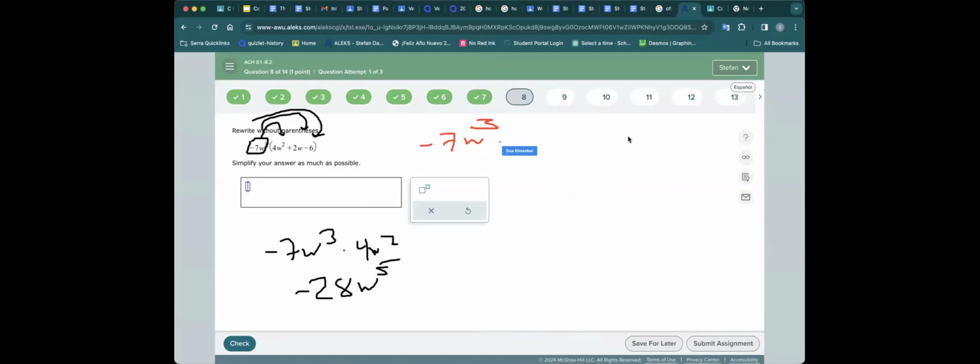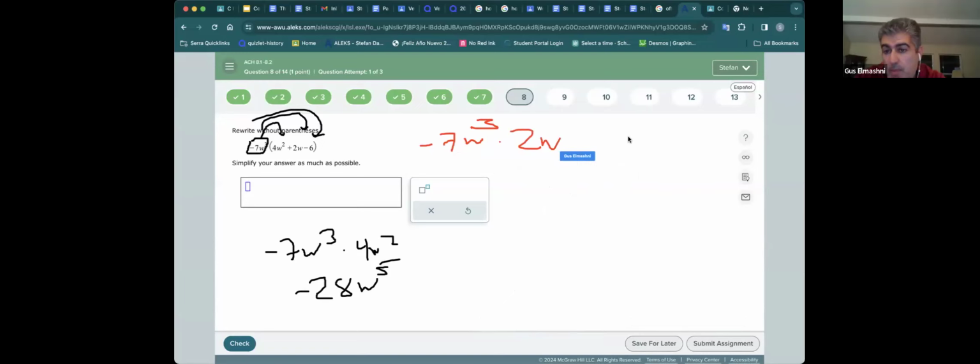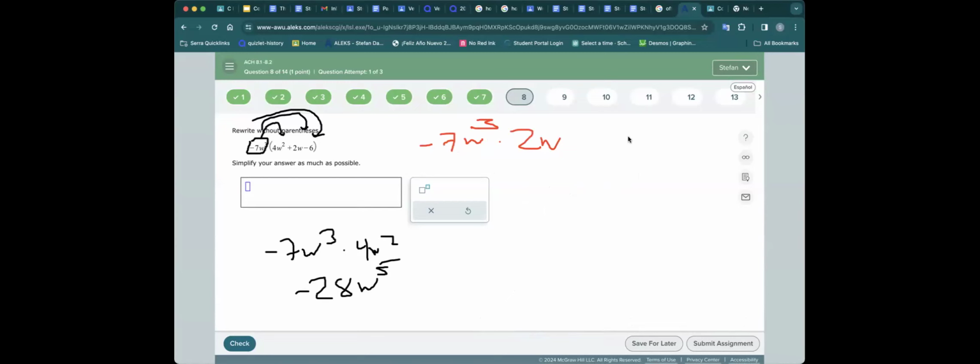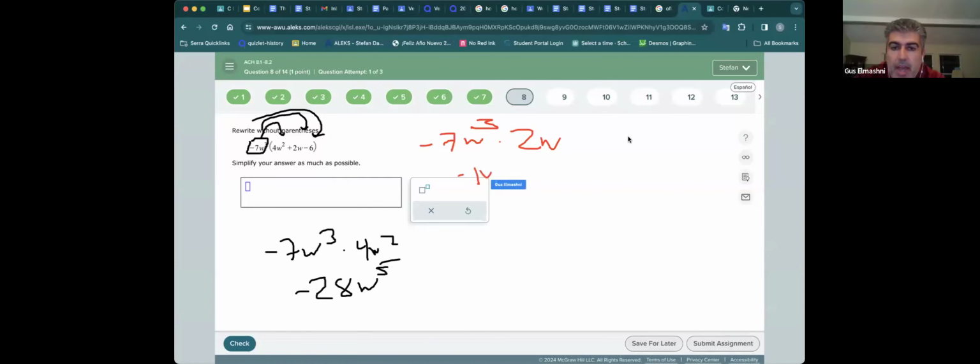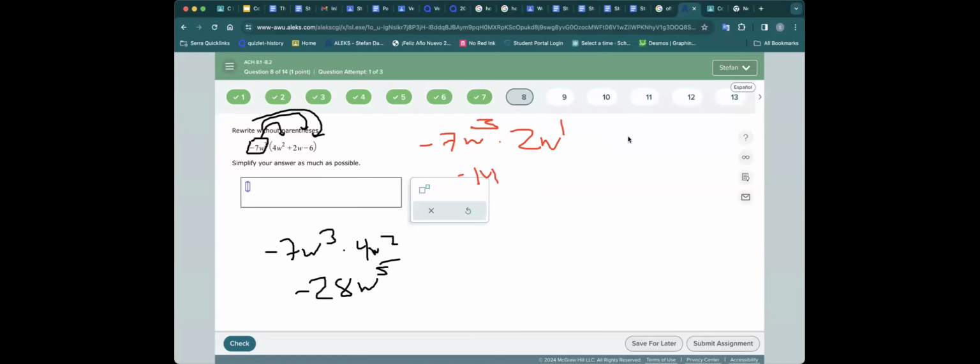So then the next one's times 2W. Okay, so -2 times 7, what's that going to be? -2 times 7, that'd be -14, dude. Perfect. And you've got W3, and we see W by itself, assume it's W1. So what's W3 and W1?